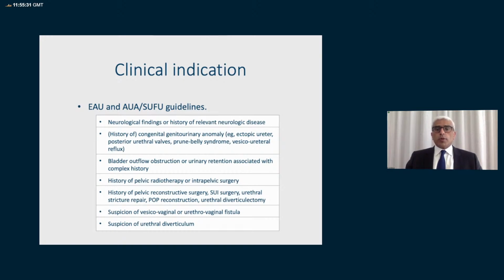In congenital anomalies like valves or reflux, video urodynamic studies is recommended. In bladder outflow obstruction, in complex cases, especially those who had previous outflow surgery, history of radiotherapy, pelvic reconstruction, or the ones in which we are suspecting a fistula between various pelvic cavities, then the video urodynamic studies is preferable. And obviously, if one suspects any abnormality in the urethra, then one can see on the voiding study.